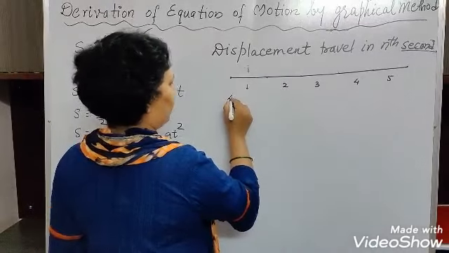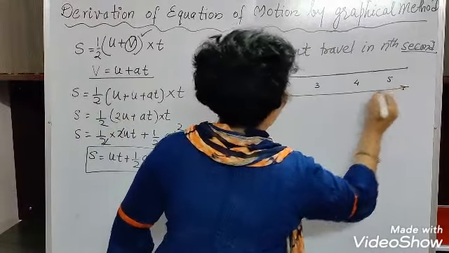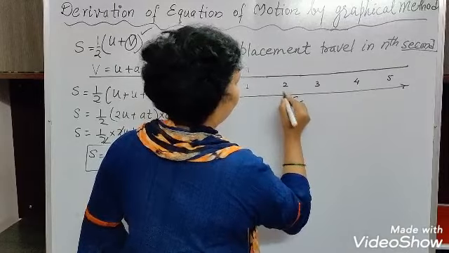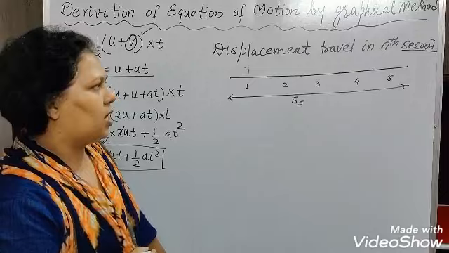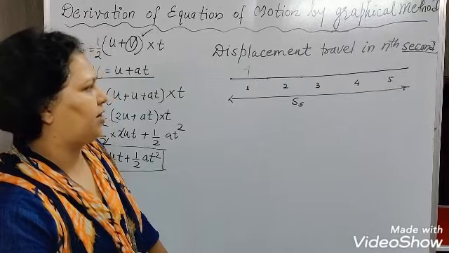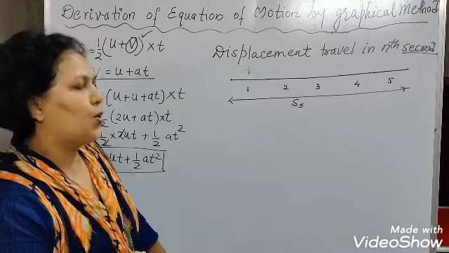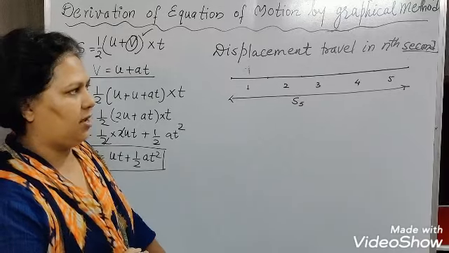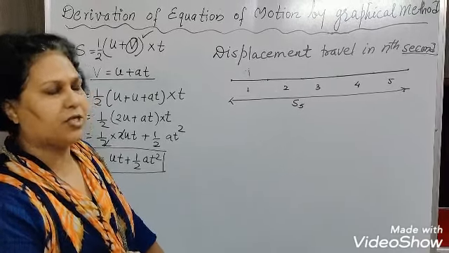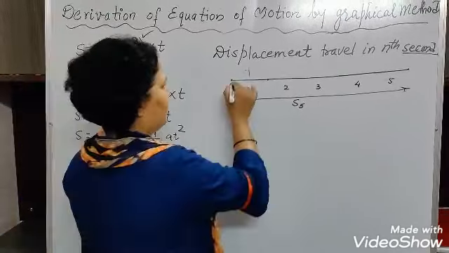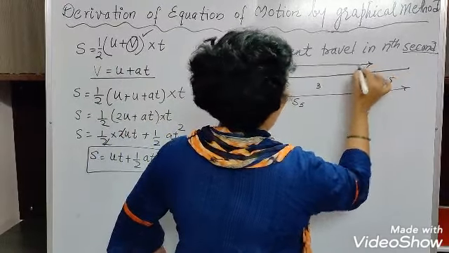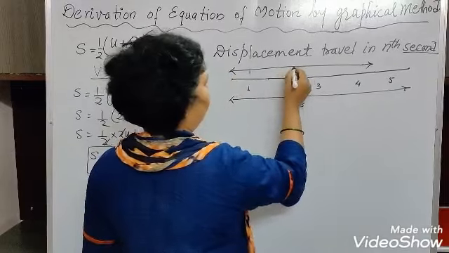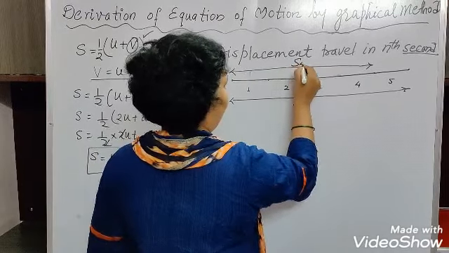So this distance is from here to here, that we can say S5. Now, how much distance is traveled by the object in the 5th second? We have to calculate for the 5th second. So for that, we'll calculate here, till the 4th second, how much distance is traveled by the object, and this is S4.